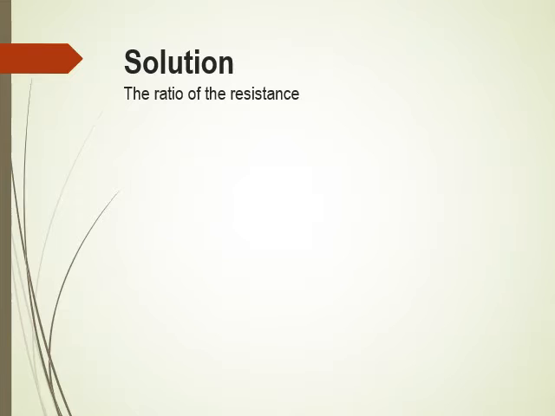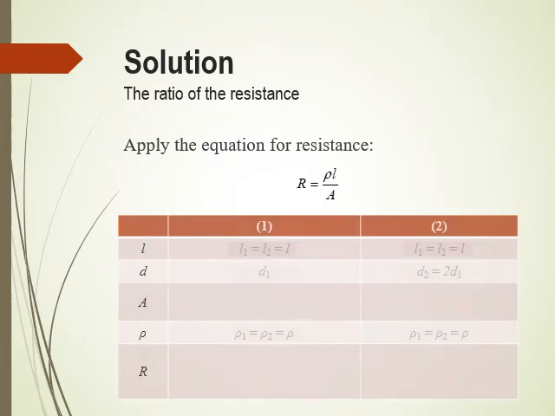To solve question 2, let us go through the information given. The information given is about the length of the wires and also the diameter of the wires. So let's apply the equation for resistance where R equals rho L over A. Since you are given two sets of information in the question, let us list down the information in a table. First, let's look at the information about L.